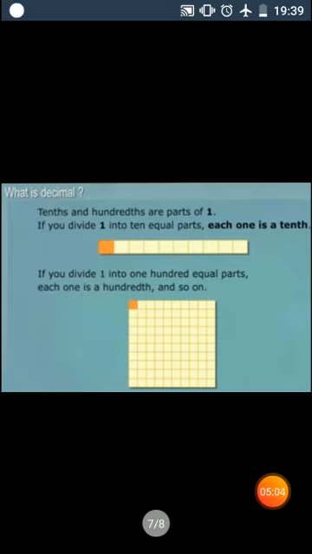Tens and hundreds are part of 1. If you divide 1 into 10 equal parts, each one is a tenth. If you divide 1 into 100 equal parts, each one is a hundredth, and so on.